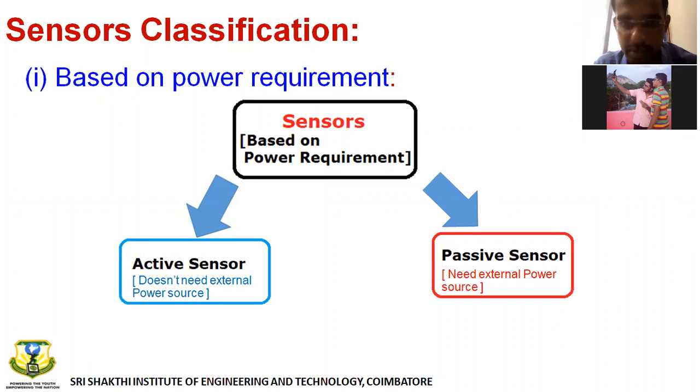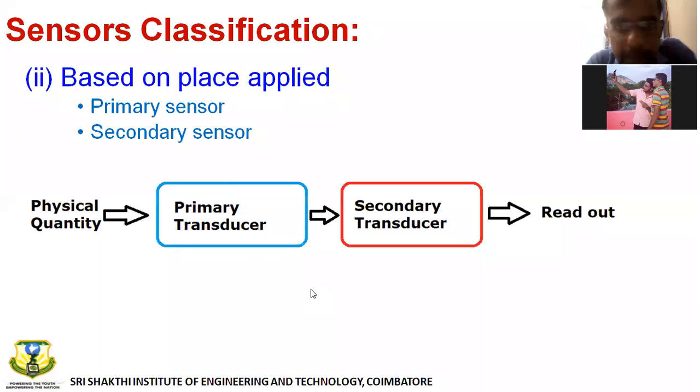As we go along, for every transducer, when you look at its operation, you will understand which one is active and which one is passive. So, based on place or stage applied, we can classify it. There is another category which is called primary transducer and secondary transducer.